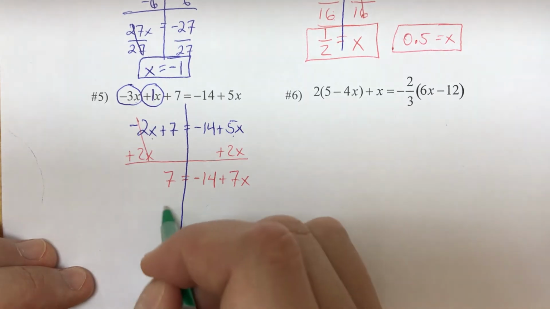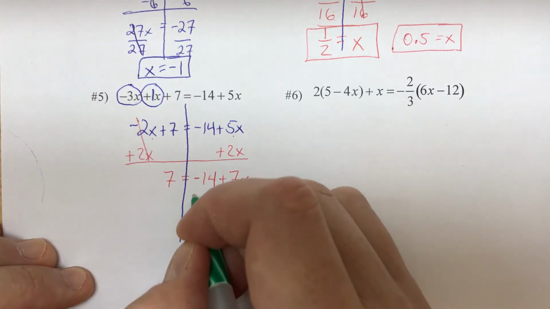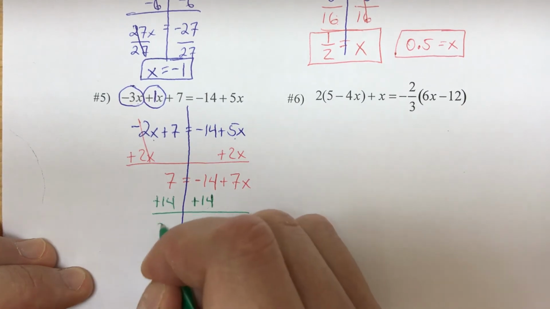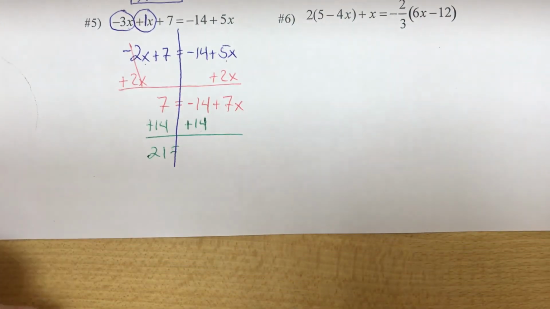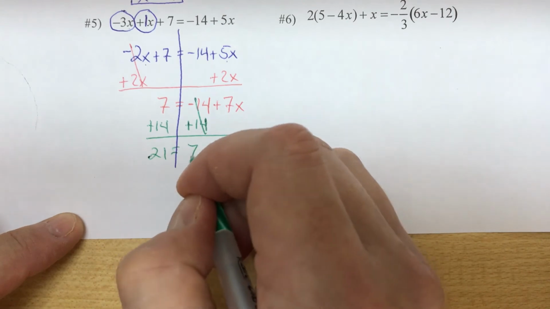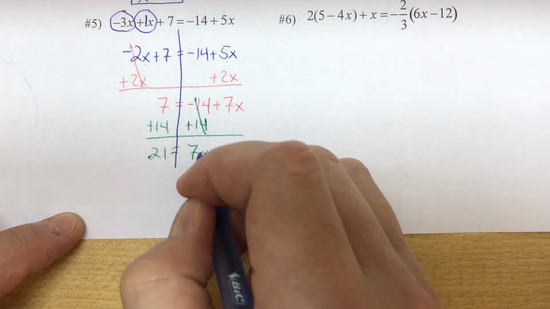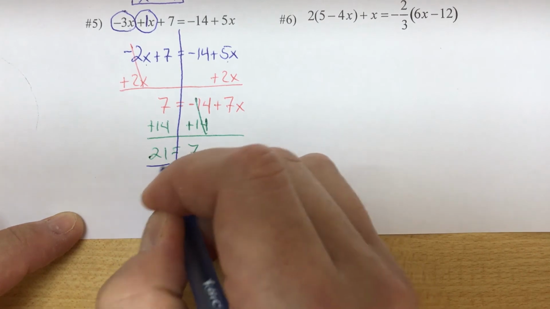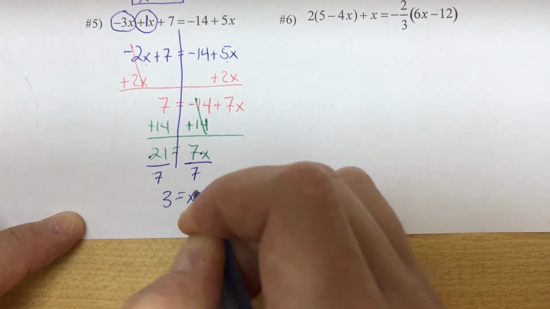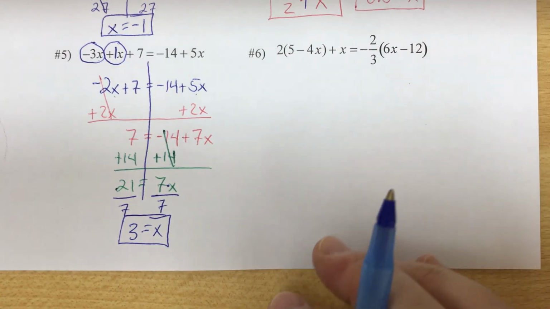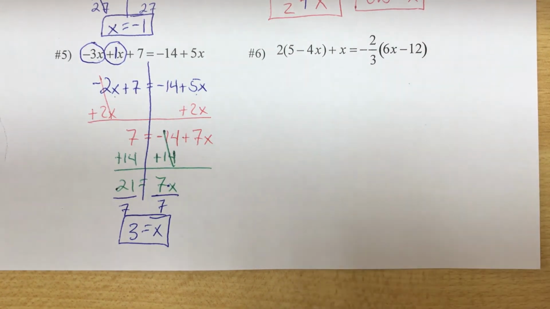Now we're going to move the constant to the left side. That's negative 14, so again to undo that, we will add, and we'll get 21 equals 7x. And then the last move here, that's 7 times x. To undo multiplication, we'll divide by 7. 3 equals x. Or you can write x equals 3. And if you check that, it will work out for you.